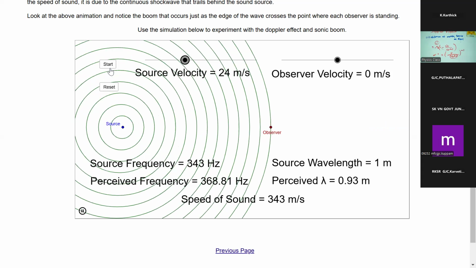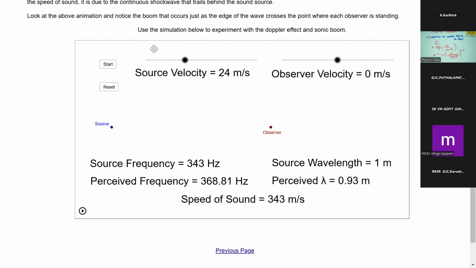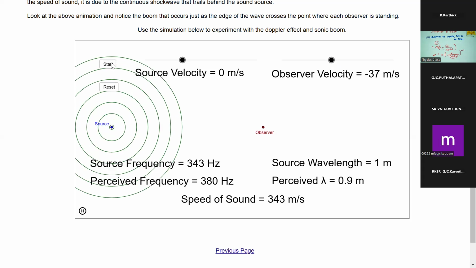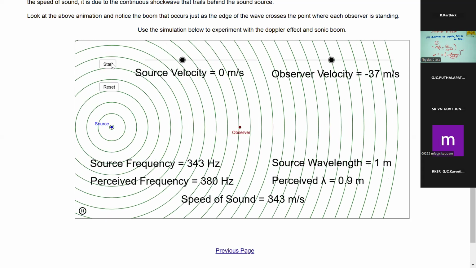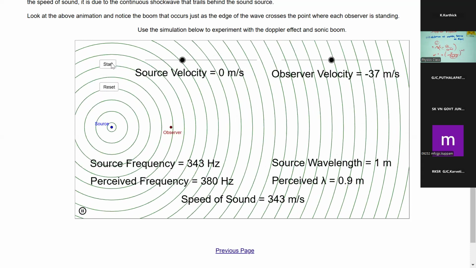In another case, observer in motion, source at rest. Source has zero velocity, and the observer has some velocity, moving towards or away from the source. So I can take it as 37 meters per second. The source is at rest, and the observer is moving towards the source. Source frequency is 343 Hz. Perceived frequency is 380 Hz, because n dash equals n into v plus v naught by v. For moving away, we take the reciprocal sign, minus. So 380 hertz.